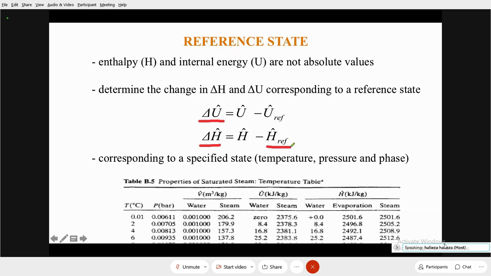Your reference state, like that table just now, is at 25 degrees C. In this steam table, appendix B5 for saturated steam, the reference state is where your enthalpy is 0 and your internal energy is 0. At that temperature and pressure, that's your reference state. And what state is it? Liquid water. It's not steam, it's liquid water. So your reference state is liquid water at a temperature of 0.01 and a pressure of 0.0611, which we mentioned last week. That's the triple point.